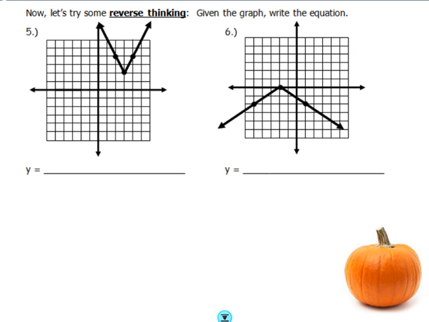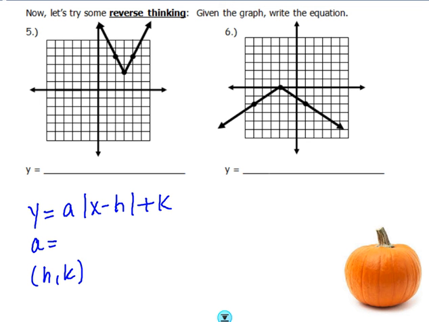All right, let's go backwards. Given the graph, let's write the function. So, reverse thinking. Okay, so what do we have to have committed to memory? We know that we need the general form of an absolute value, which is as follows. That means I need 2 pieces of information. I need to know what a is, and I need to know what hk are. Well, hk is easy. That's just the vertex. So this goes right 3, up 2. So h is 3, k is 2.